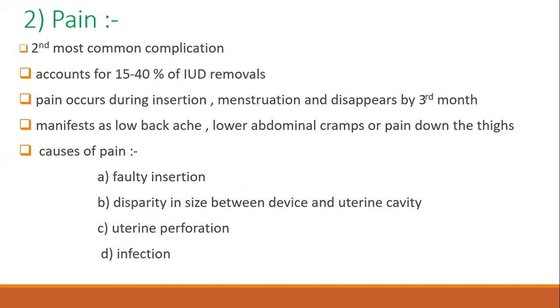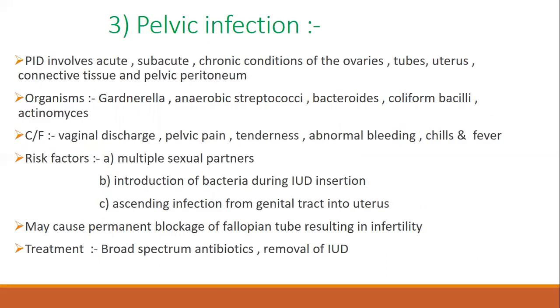The pain manifests as low backache, lower abdominal cramps, and pain down the thighs. Causes of pain are faulty insertion technique, disparity in size between the device and the uterine cavity, uterine perforation, and infection. And pelvic infection, PID. So pelvic inflammatory disease. It involves acute, subacute, and chronic conditions of the ovaries, tubes, uterus, connective tissue, and pelvic peritoneum. Organisms causing PID may be Gardnerella, anaerobic streptococci, bacteroides, coliform bacilli, and actinomyces. Patient presents with vaginal discharge, pelvic pain, tenderness, abnormal bleeding, chills, and fever.